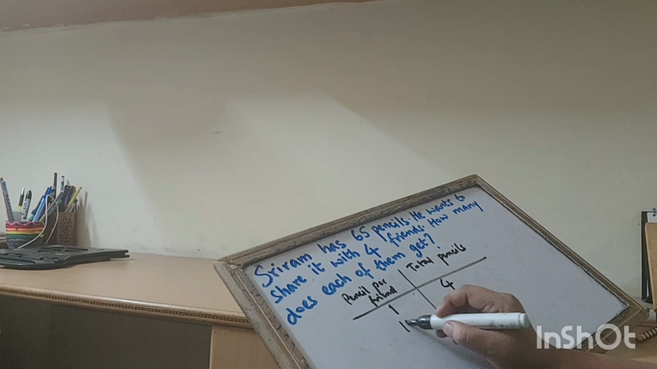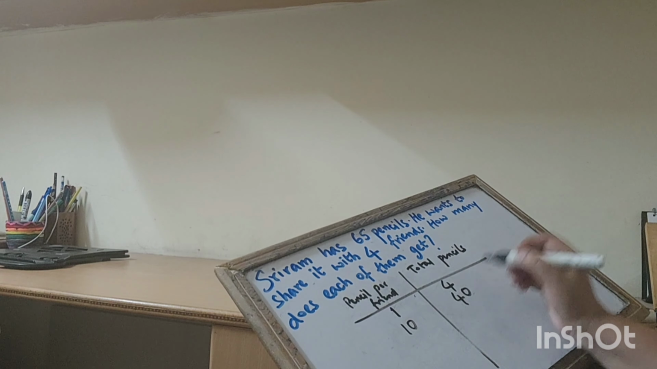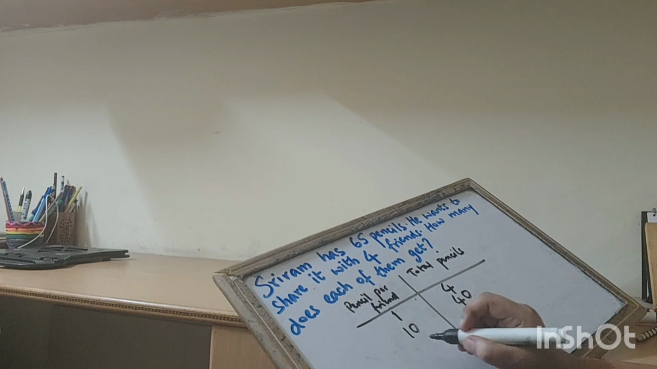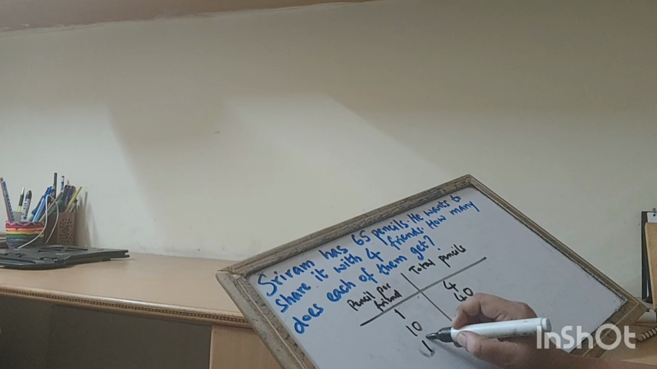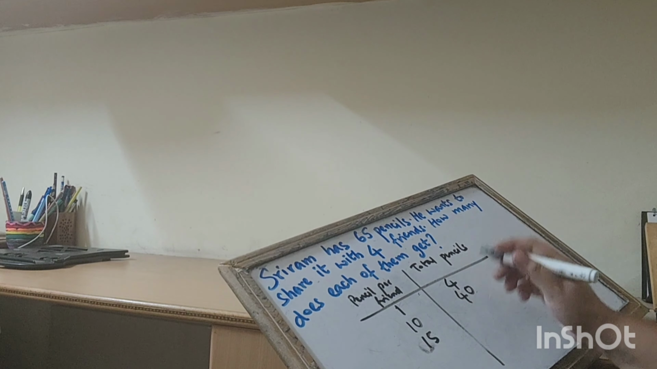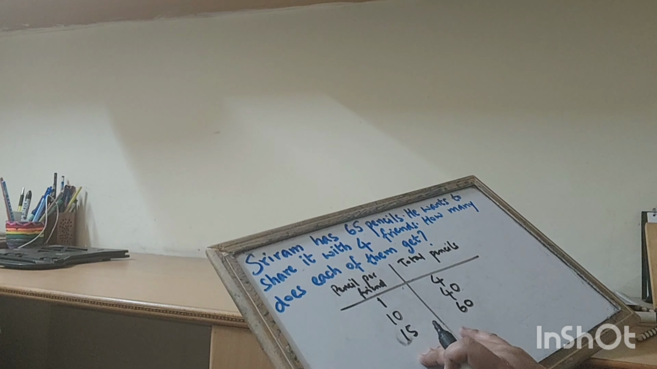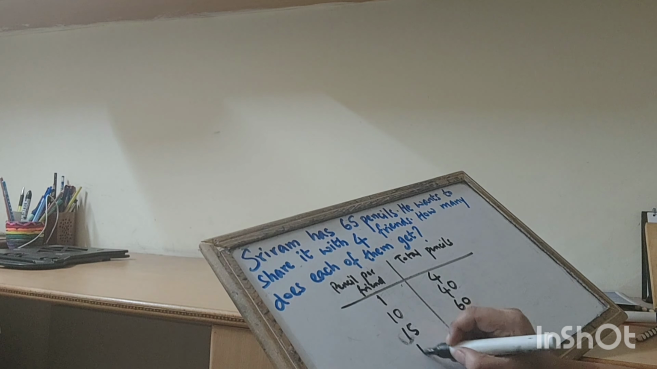Suppose you give 10 to each friend, multiplying. So you have a lot of pencils, right? You will use 40 pencils. You still have a lot. You can still distribute them. So what if you give 15? 4 into 15, 60. Okay? Now if you give 15 per friend, you will have given away 60 pencils. You still have more. So you will have 5 more.